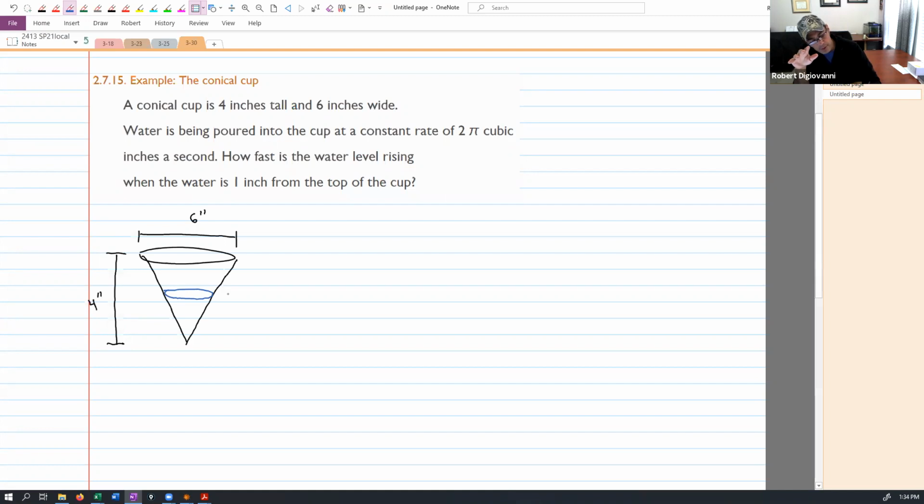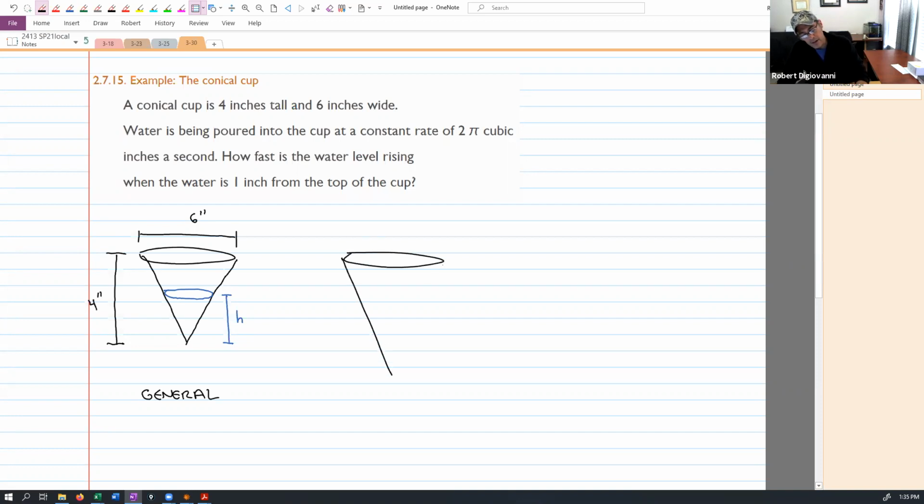So I should probably put a variable to represent that level, and I'm going to call it H for the height, right? The height of the water level. Makes sense? This is my general picture. So the reason I labeled it H is because it's changing. All right, I think that's sufficient for now.